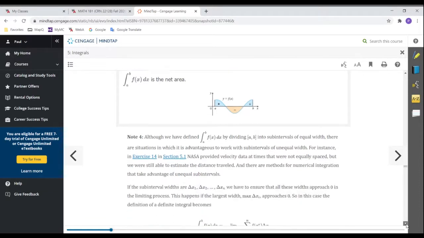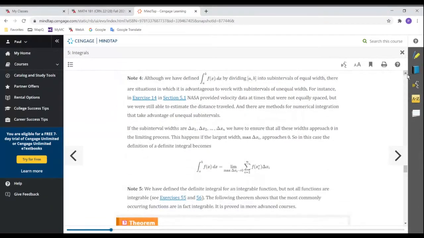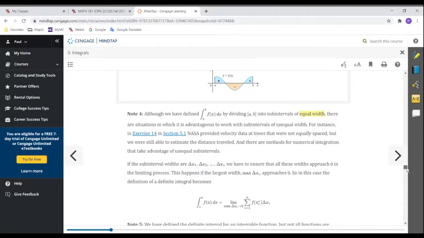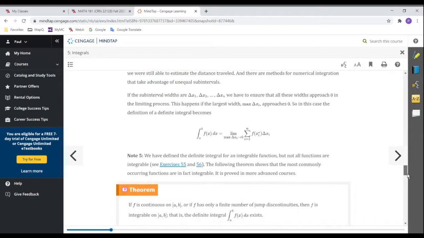Now, for our purposes, we're going to always be dividing our subintervals up into equal widths. But you don't always have to do that, and we're just not going to. You actually will see this in section 5.1. There's an exercise in your homework where the velocity data is not equally spaced. But we're not going to worry about that now.